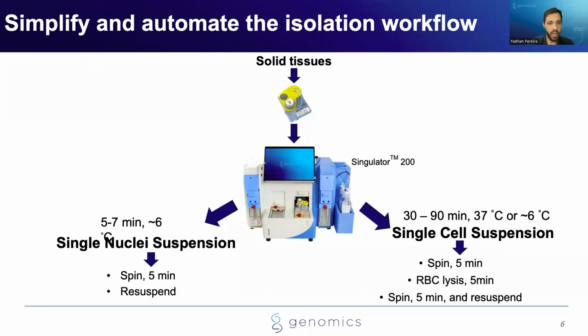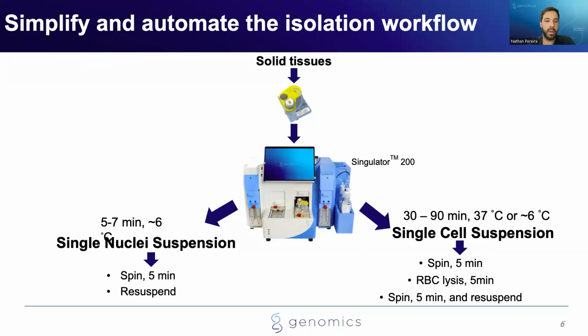Nuclei, again, as I mentioned, about 5 to 7 minutes, and then you'll take the sample out of the cartridge, centrifuge it down, and resuspend it, usually in our storage buffer that we provide, our wash buffer, and then you can go with downstream applications. Some tissues may need additional cleanup, density gradients, that kind of thing. For example, like brain tissue, you need to get rid of myelin debris.